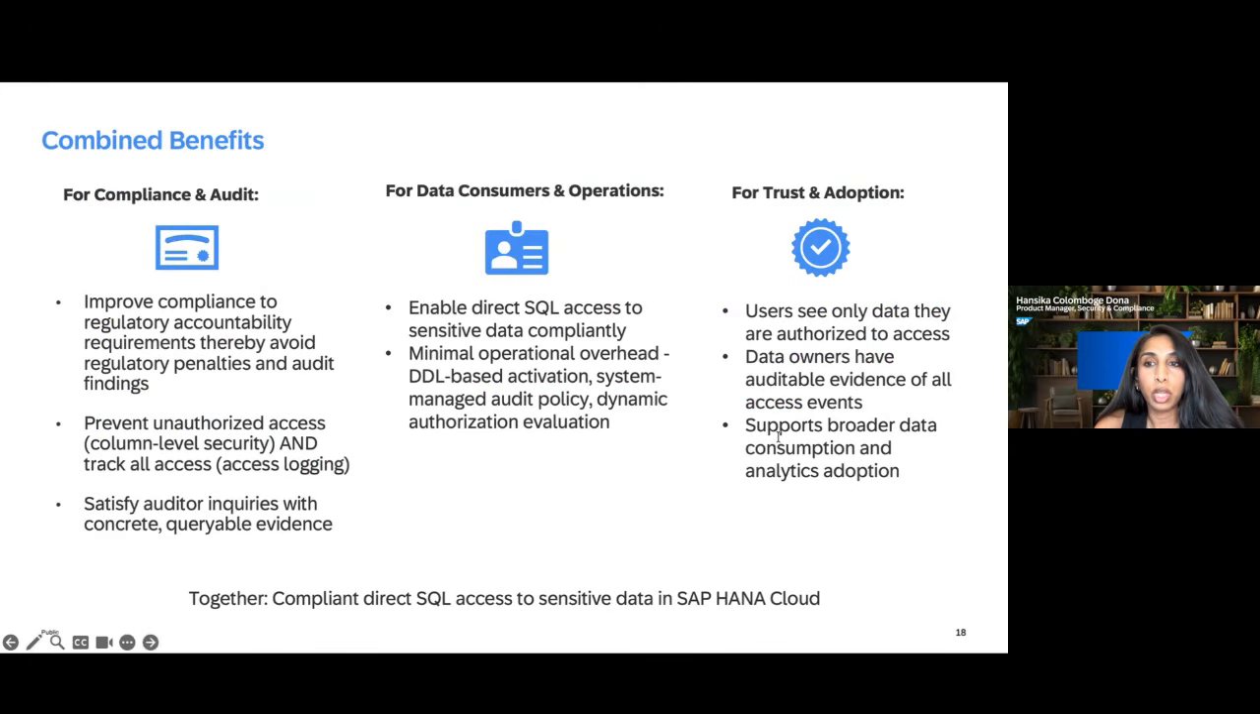So let me bring this all together with the combined value of both capabilities. For compliance and audit, you can now improve compliance to regulatory accountability requirements. You can prevent unauthorized access through column-level security and track all access through access logging. You have concrete, queryable evidence for auditor inquiries, and you avoid regulatory penalties and audit findings.